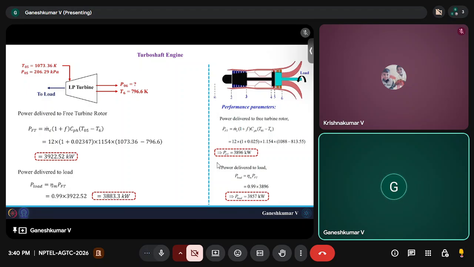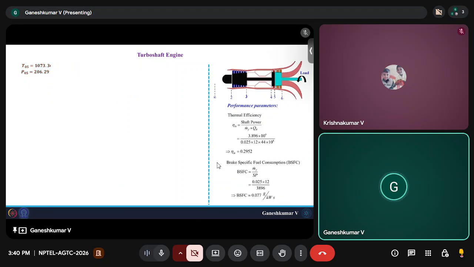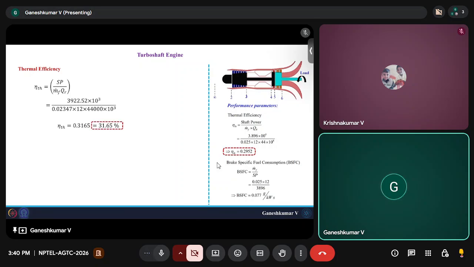Okay, now let's calculate the thermal efficiency. Thermal efficiency is going to be shaft power divided by m dot f into Qr. Here the fuel to air ratio has reduced and the shaft power has increased, and therefore you should have higher thermal efficiency. That is what we got, which is around 31.65 percent. So by increasing the compressor pressure ratio, you have increased your thermal efficiency.